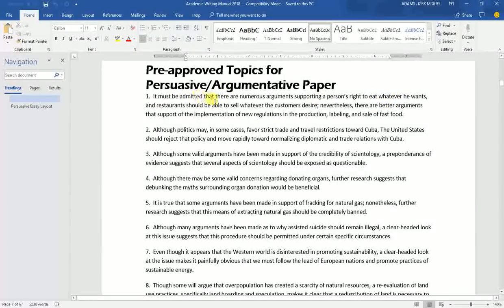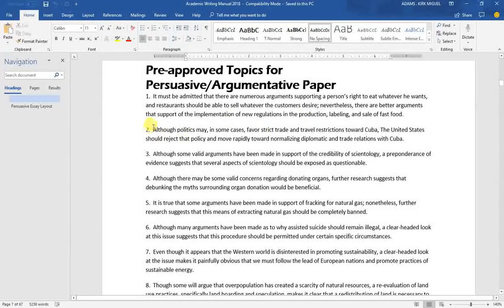Let's try that again. Although there are numerous arguments supporting a person's right to eat whatever he wants, restaurants should be able to sell whatever the customers desire. No semicolon, use a comma. Take out this word, comma. There are better arguments that support the implementation of new regulations in the production, labeling, and sale of fast food.